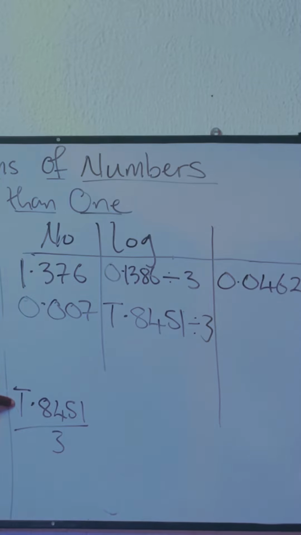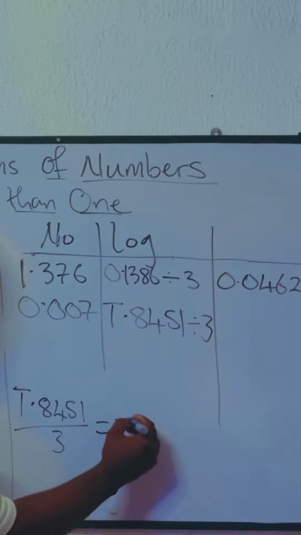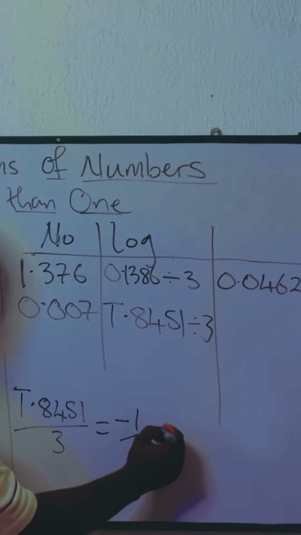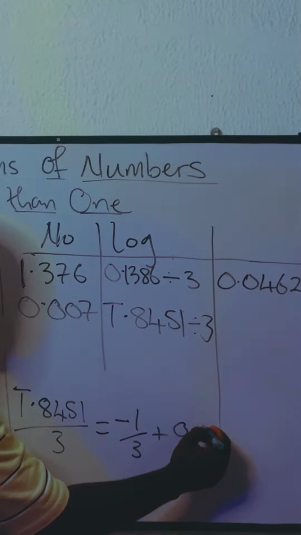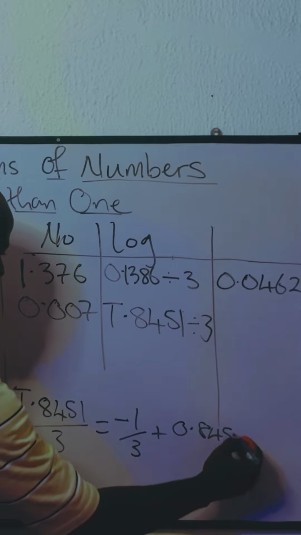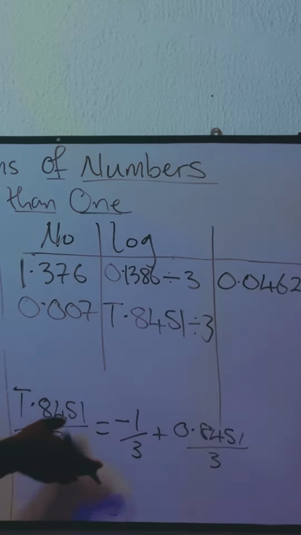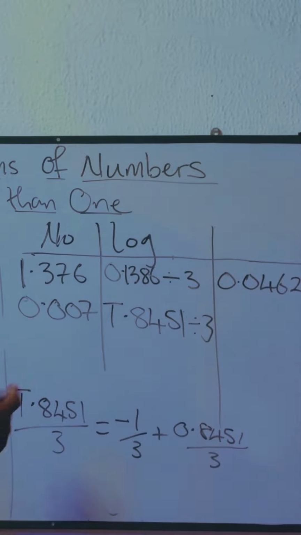So whenever the digit in the characteristic part is not the same as the number that is dividing it, you are going to handle it separately. How do I mean separately? If I decided to have minus 1 over 3 plus 0.8451 over 3, if I decided to add them together, I'm still going to get negative 1.8451 divided by 3. So I'm going to treat it this way. But there's still another problem.